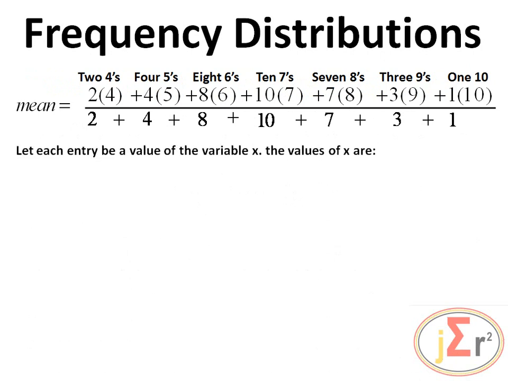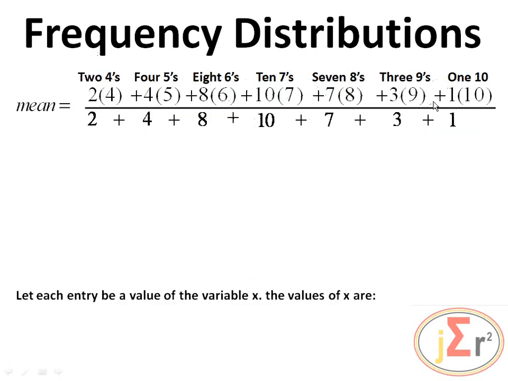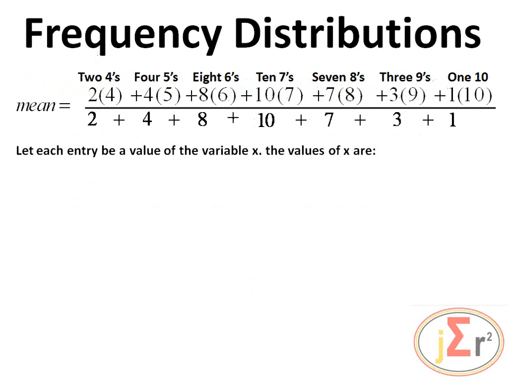So let each entry be a value of the variable x. What are the entries? Take a look on the other slide. The entries are 4, 5, 6, 7, 8, 9, and 10. Therefore, let each entry be a value of the variable x. So what are the values of x? That's what we looked at on the slide when we just did our little recapping. So we have 4, 5, 6, 7, 8, 9, and 10. Those are the values of x. Those are the entries that we have in the data set.